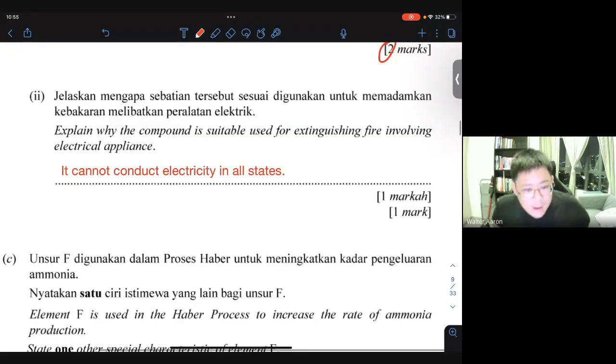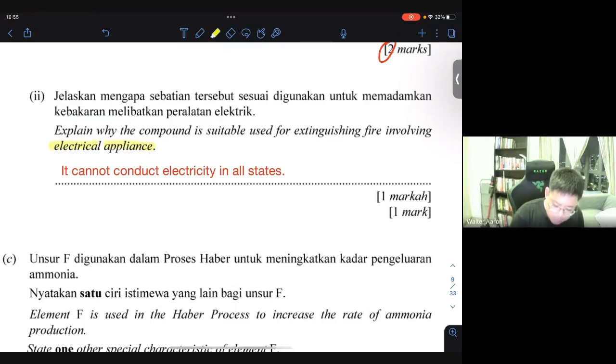Next, explain why the compound is suitable to be used to extinguish fire involving electrical appliances. So they are hinting at electrical appliances. Usually fire caused by electrical appliances is based on sparks being produced by electricity. So anything that can conduct electricity may cause the fire to become worse.